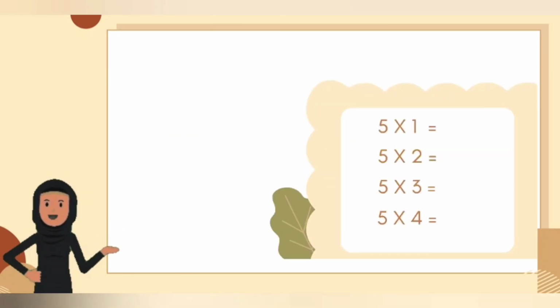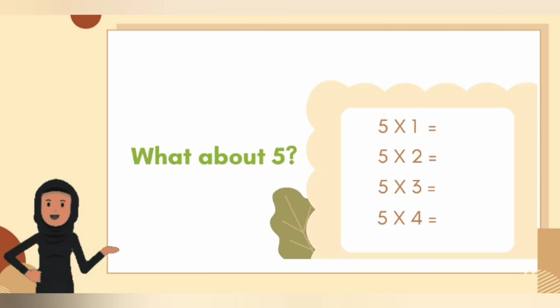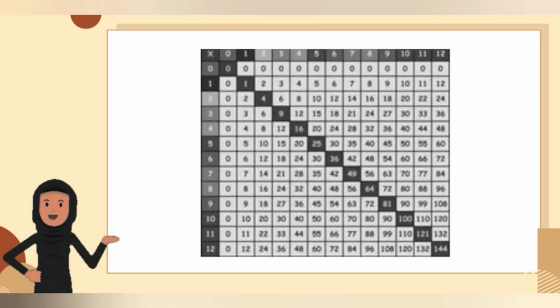And what about number 5? Well, that would give us the numbers 5, 10, 15, 20, and so on. And here are the multiple tables like this as we go through all the numbers.